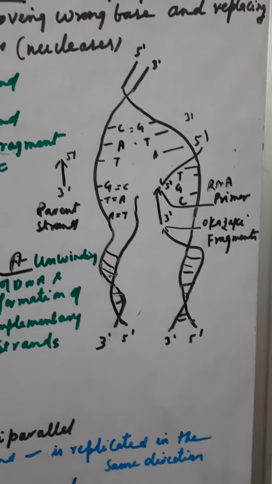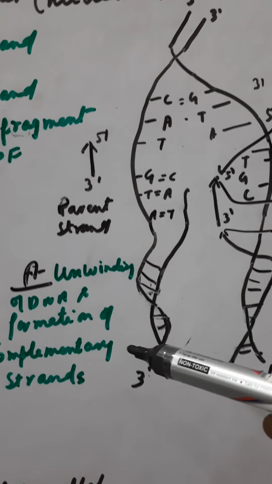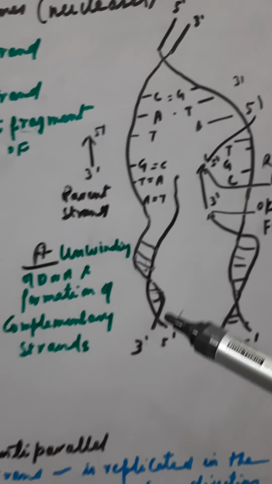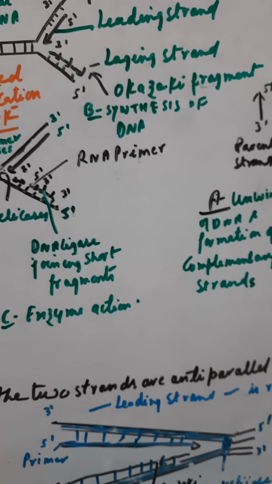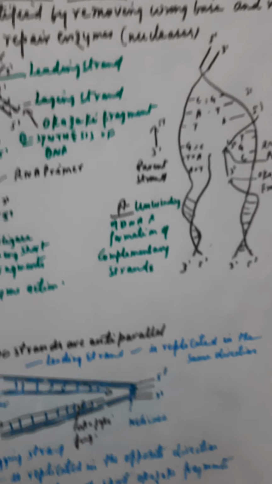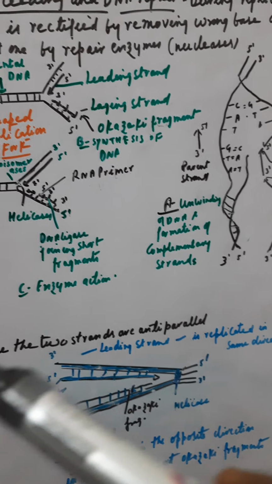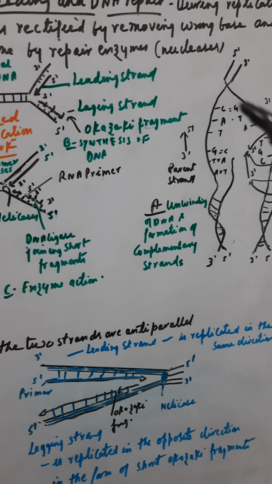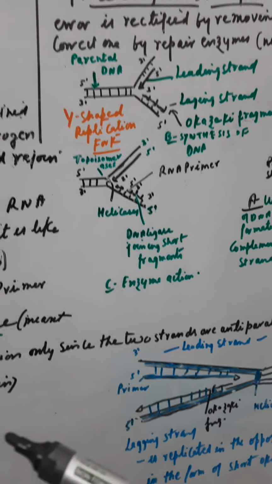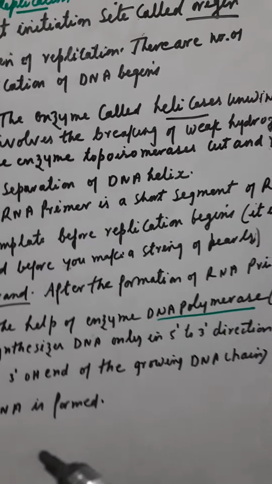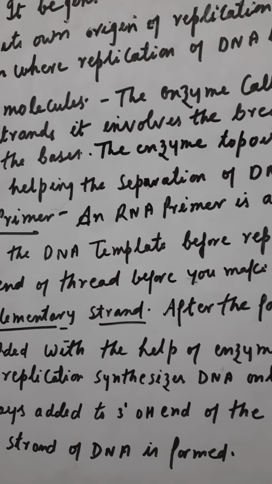Why does it do so? Since the two strands are anti-parallel, if one is 5' to 3', the other will be 3' to 5'. The question comes: why does DNA polymerase synthesize DNA only in the 5' to 3' direction? Because the two strands are anti-parallel, a new nucleotide is always added to the 3' OH end of the growing DNA chain.